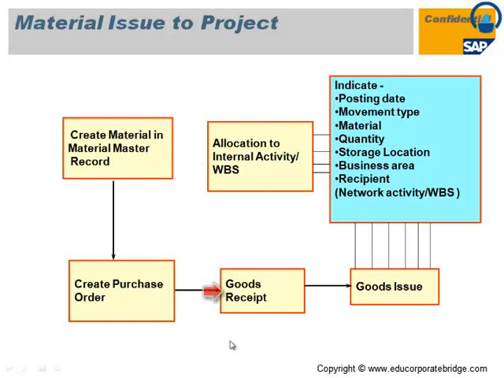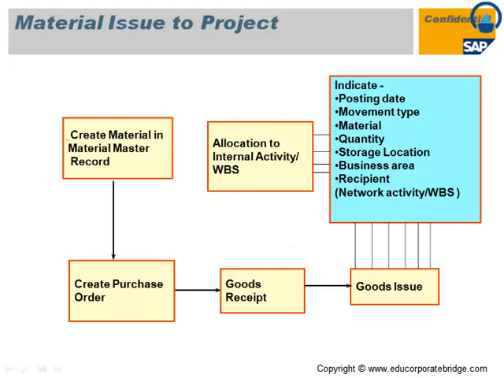Then goods receipt. Once the purchase order is allocated to the vendor, he will supply the goods and the goods receipt will be done against the purchase order. The moment the goods receipt comes under the store, the production department or the respective department does a goods issue on the project or a WBS or a network with respect to the reservation number. So this is the typical material issue to the project cycle.